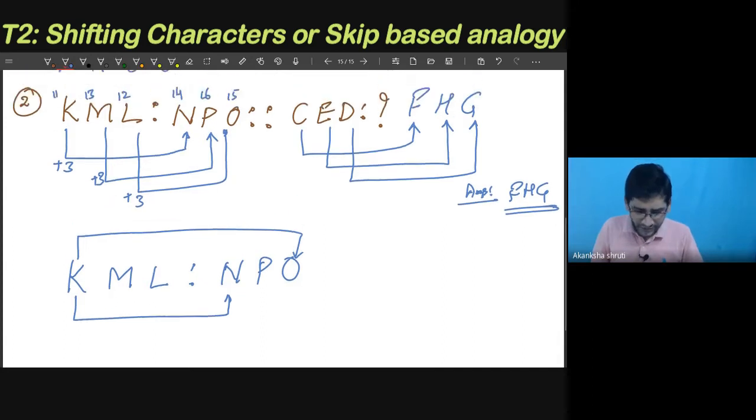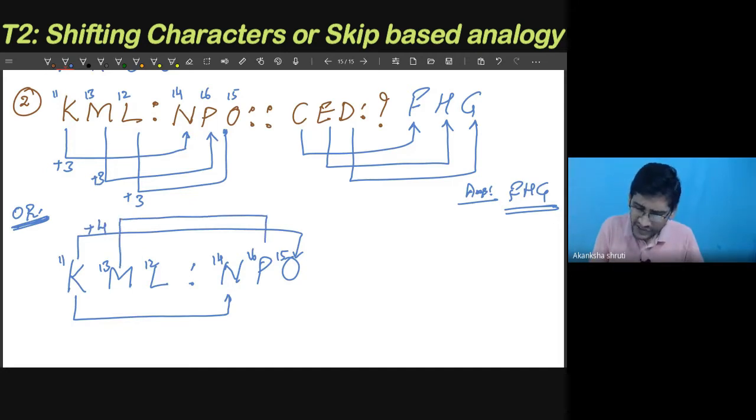That's why I always advise: first write the characters and write the differences above them. So K is 11, M is 13, L is 12, N is 14, P is 16, M is 15. 11 to 15, we are getting that it is increased by 4. M comes before that. 13 to 16 means it is plus 3. Then 12 to 14 means it is plus 2.